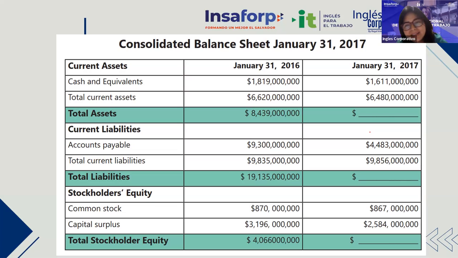Total current assets in 2016, 6,620 million. And in 2017, 6,480 million. Yeah. So the total assets is 8K.